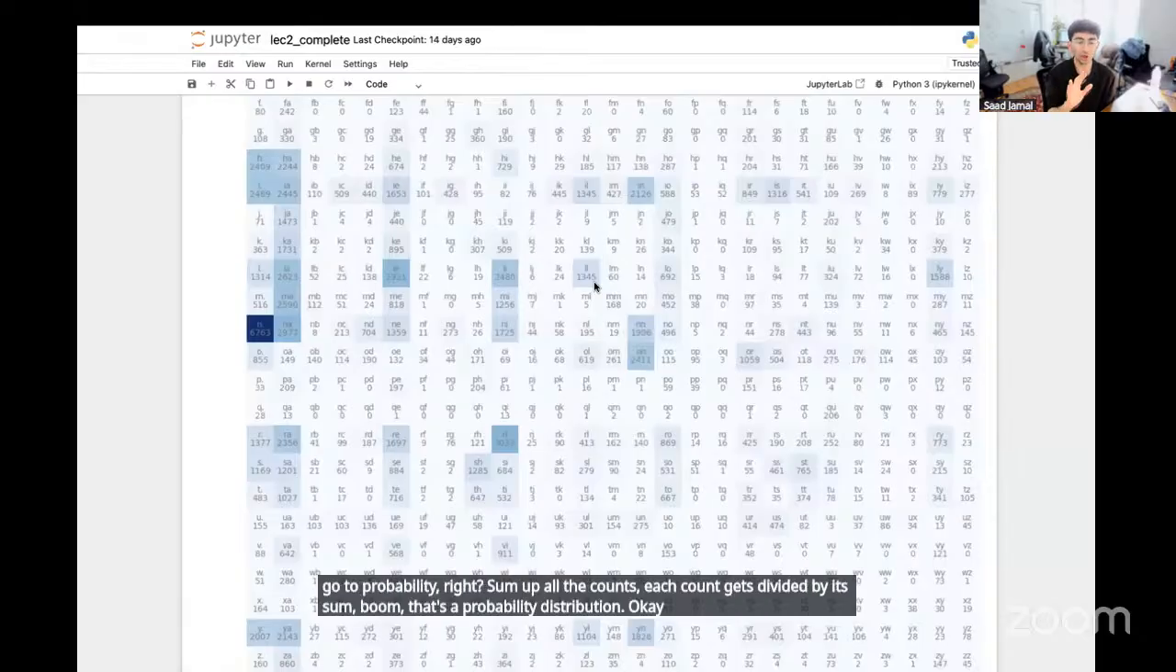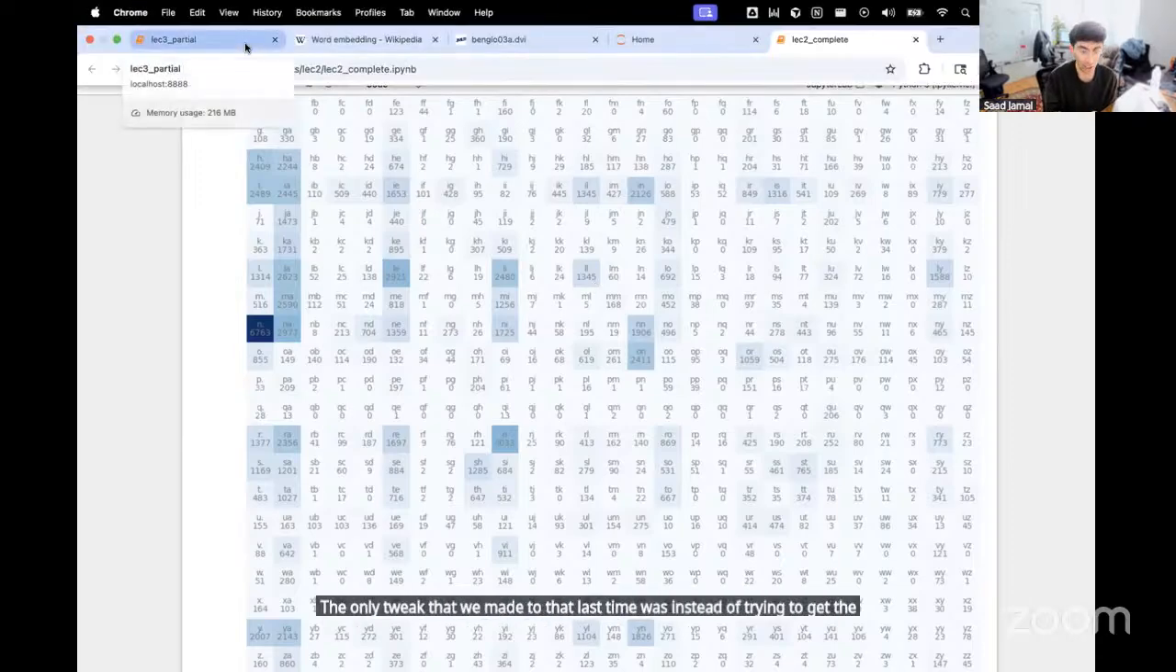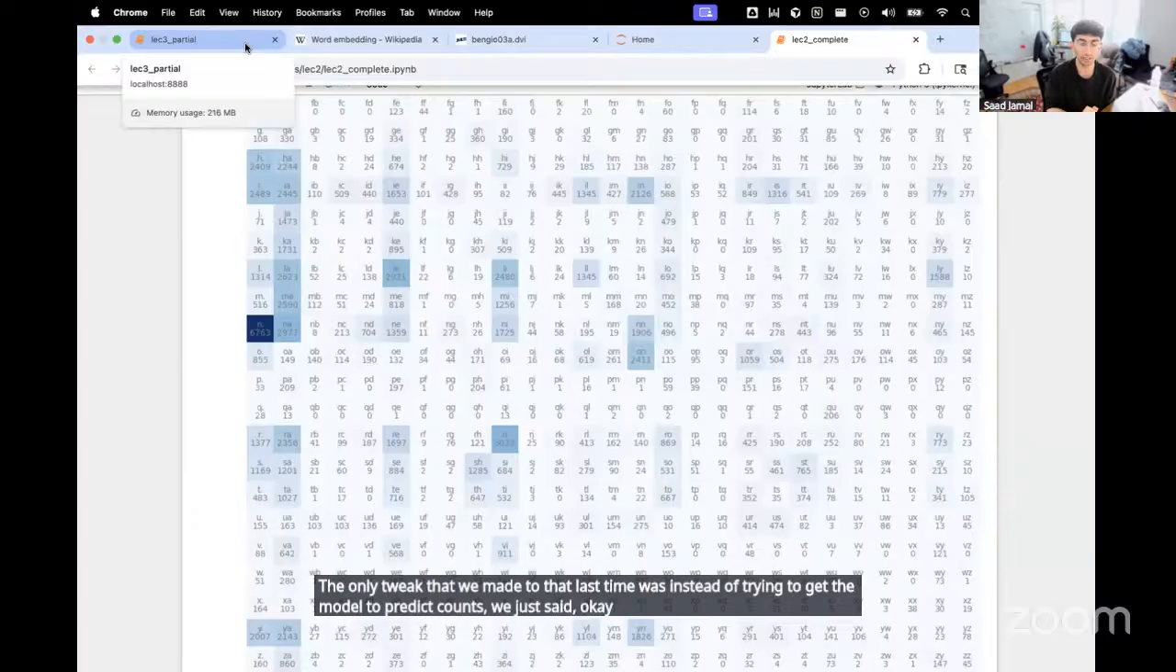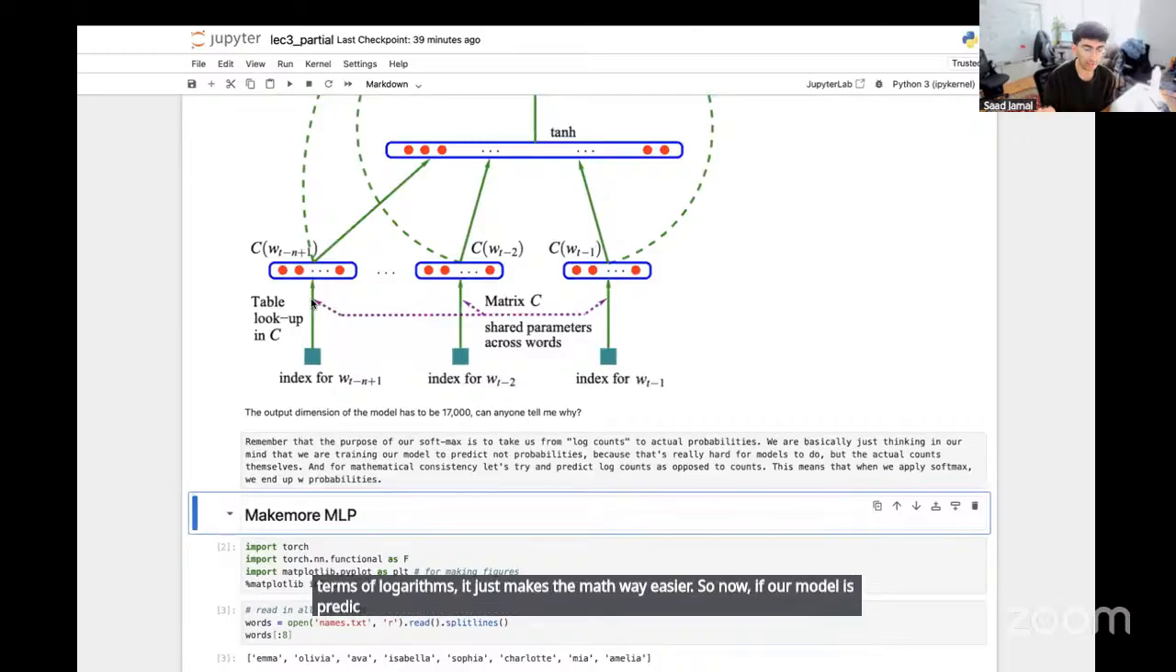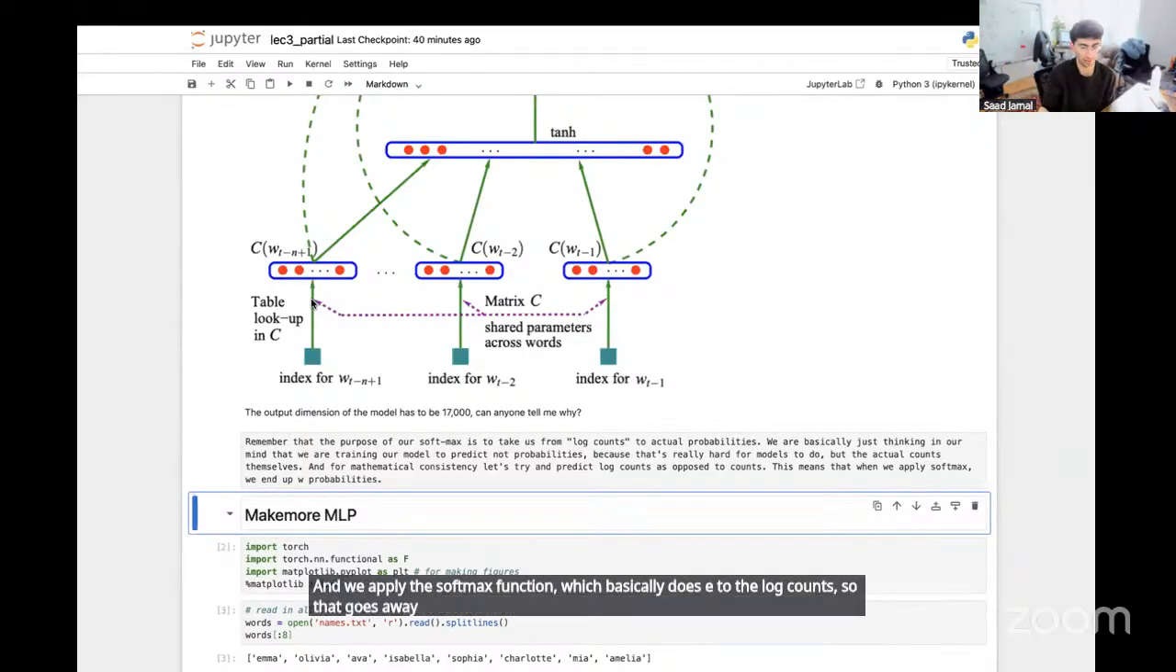Okay, cool. The only tweak that we made last time was instead of trying to get the model to predict counts, we have the model predict log counts. It's just a mathematical simplification. Once we deal in terms of logarithms, it makes the math way easier. So now if our model is predicting log counts and we apply the softmax function, which basically does e to the log counts, so that goes away. We're left with counts. We normalize. We get our probability distribution. Now finally we're able to determine the probability of the next token. You with me, Faizan? Softmax, this is all a review from last time. Yes. Okay, sweet. Now let's go to coding.